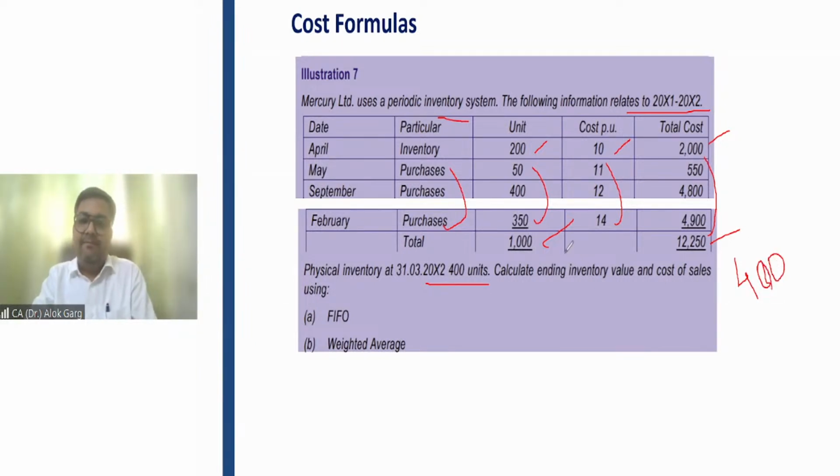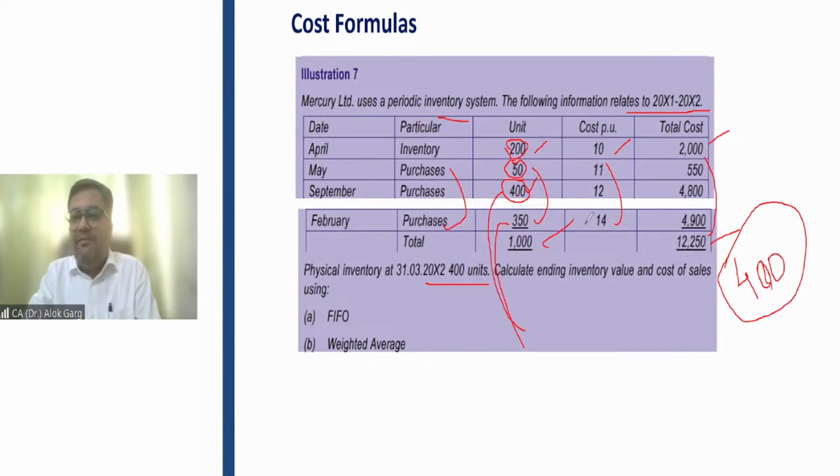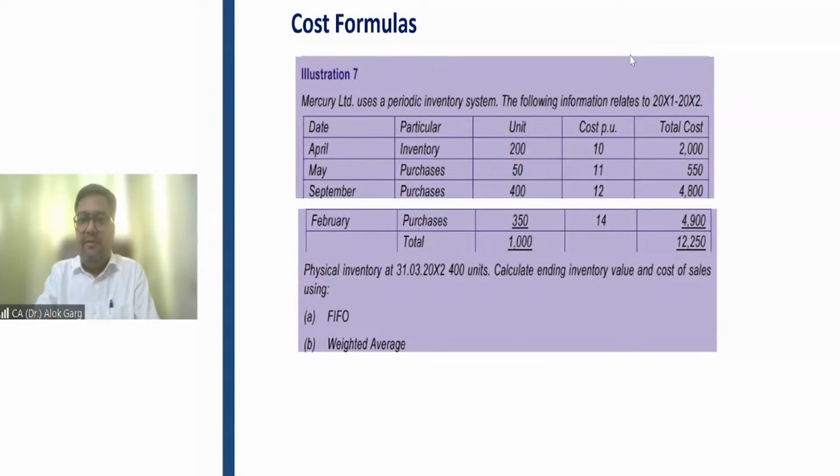So friends, in this case, going by the FIFO method, it means these 200 units have been sold. These 50 have been sold, 250, and 150 has been utilized from this purchase. So 400 is closing stock. It means 600 units have been sold. So 250 is out of this and 350 is out of this purchase. It means the 400 belongs to the last purchase of 350 and 50 out of this purchase. So 50 multiplied by 12 and 350 multiplied by 14 is your closing stock as per the FIFO method, right?